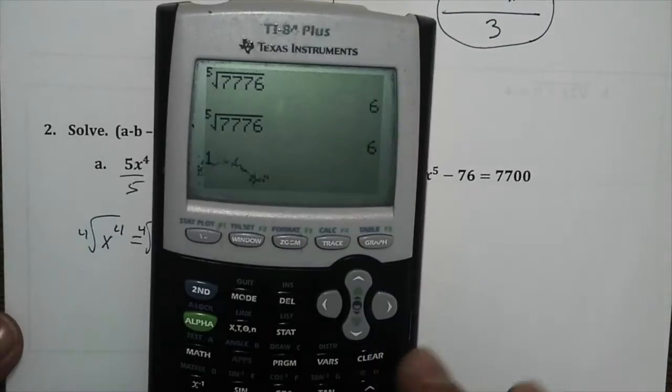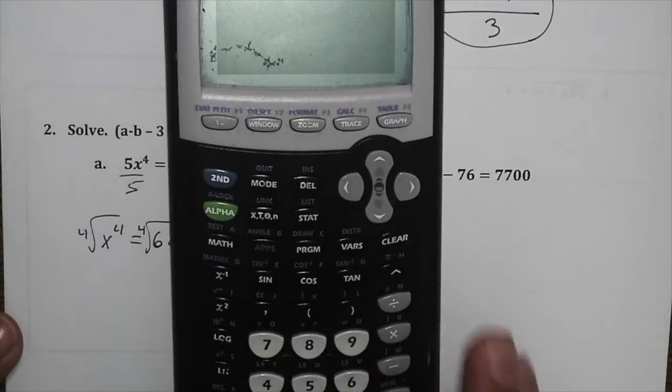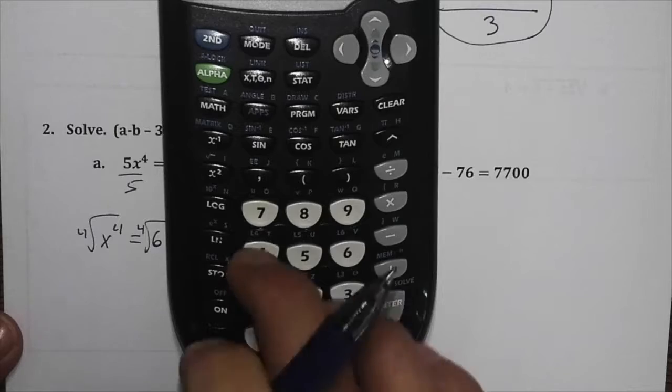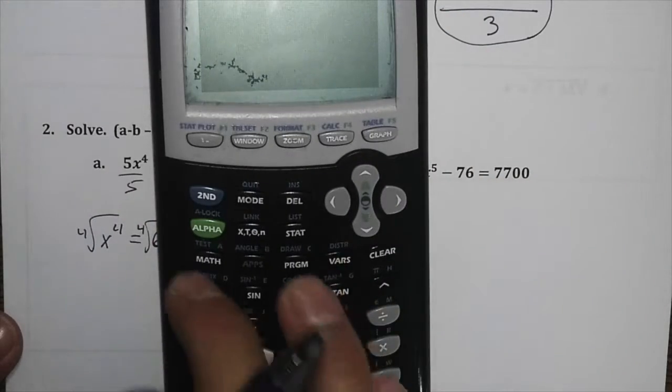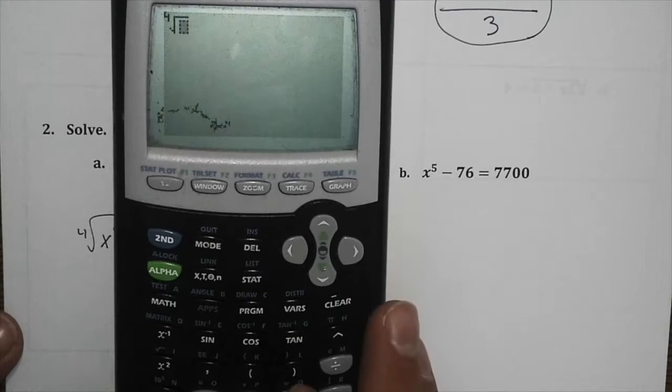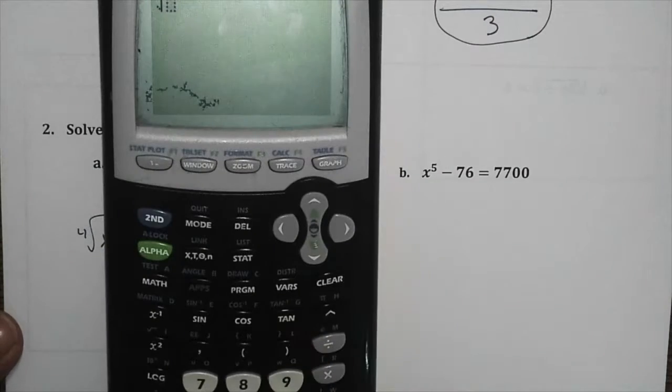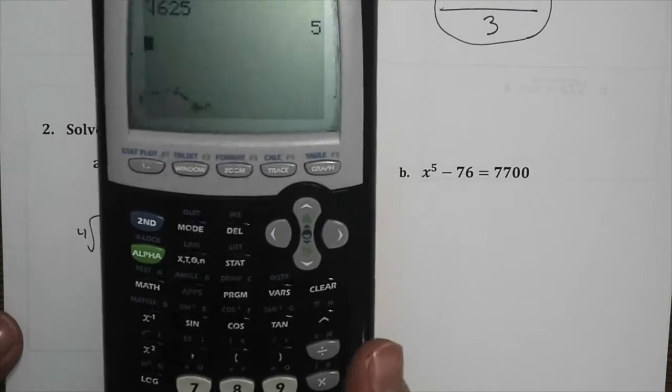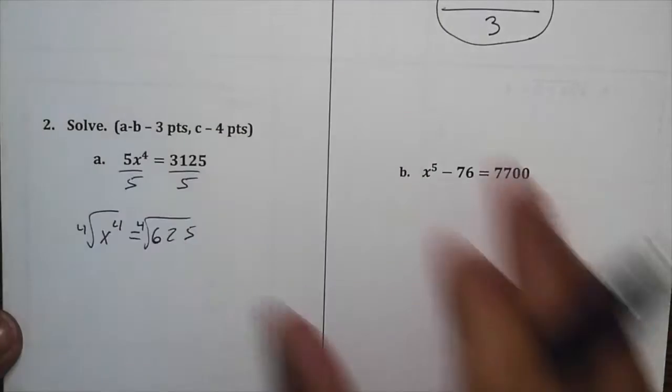So get used to your calculator. Once again, how do we do this? Refresher here: we're going to hit 4, then math, and go down to the 5th option. When I do that, it tells me the 4th root of 625, and that gives us 5. It should tell you the answer.